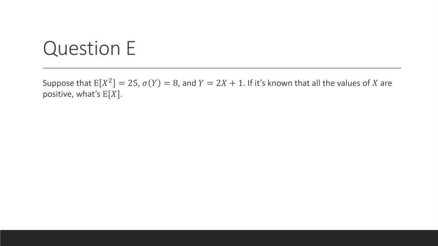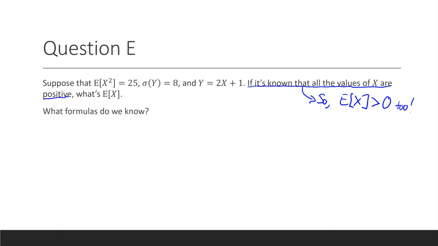So I want you to look at the sentence, if it's known that all values of x are positive, what's the expected value of x? Specifically the first part of that sentence. Well, what that tells us is that the expected value of x must also be positive, and we'll see where that comes in later.